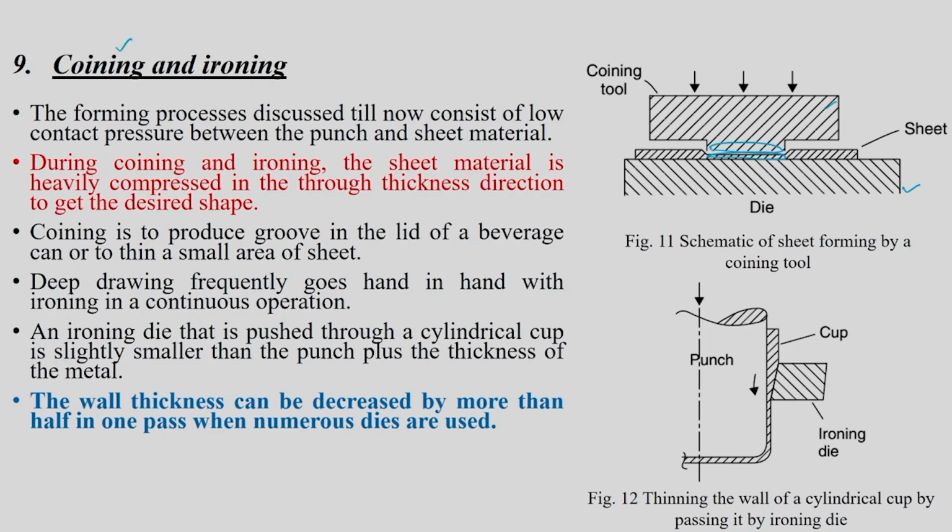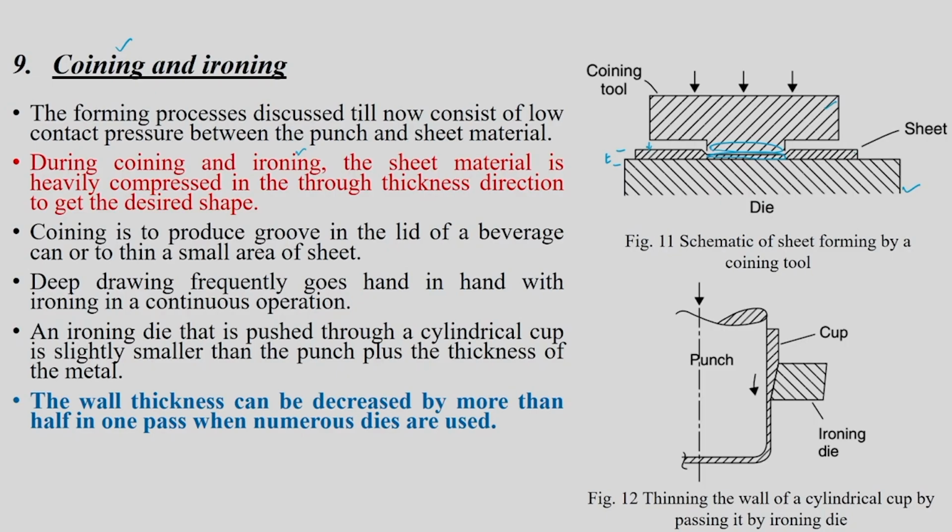During coining, I will come to ironing after this, the sheet material is heavily compressed in the through thickness direction to get the desired shape. The through thickness direction means, let us say this is your thickness T. In this direction the deformation is given, but within the sheet thickness. That is why intricate shapes are made using this kind of coining.